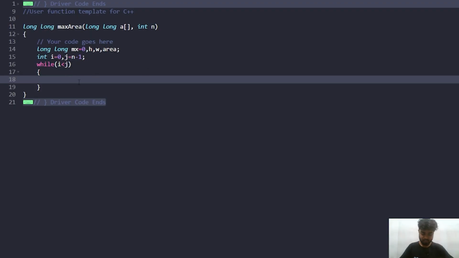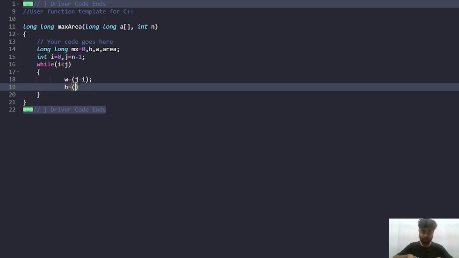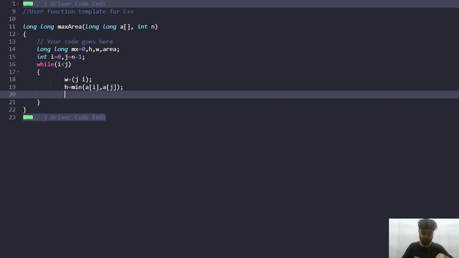So I will do what? First of all, I'll find the width. Width will be nothing but j minus i. Then what will the height be? The height will be the maximum height till which I can store water, which will be the minimum of a of i comma a of j. After this, we'll find the area. So area will be nothing but width into height.